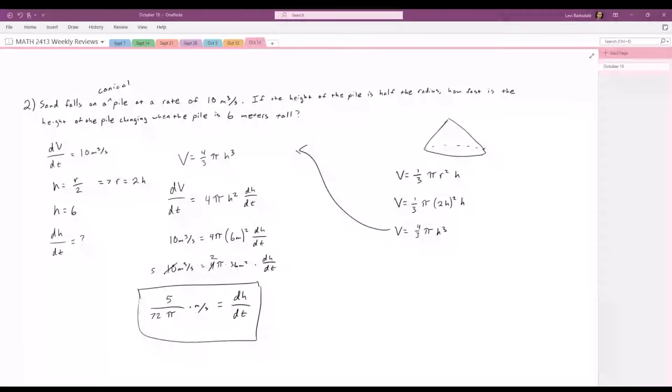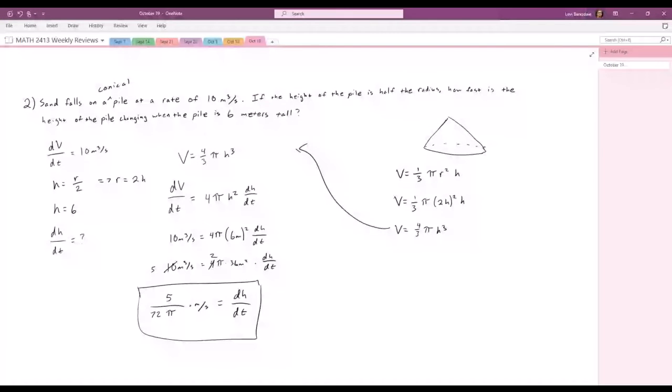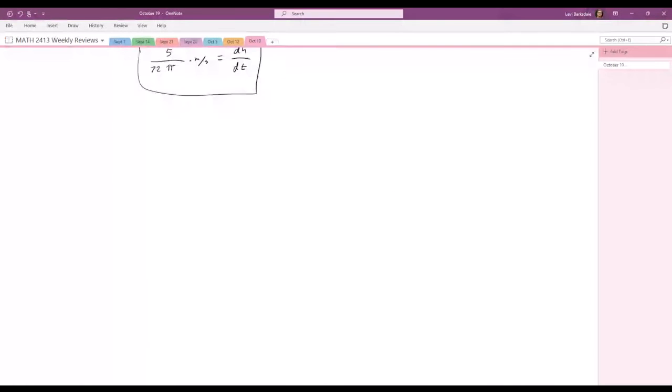Does that make sense to everyone? All right, perfect. In that case, I'll go ahead and write down the next practice problem, because I like related rates.